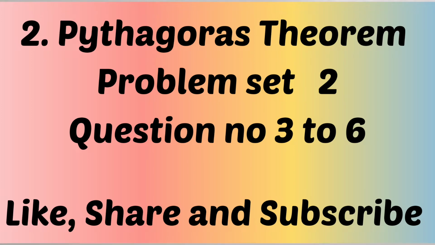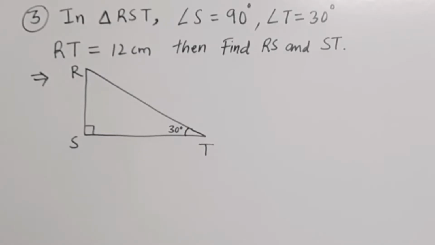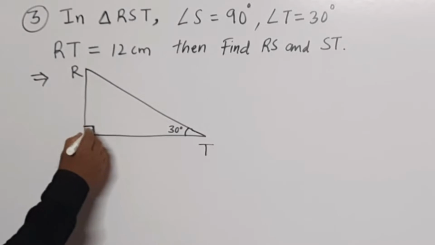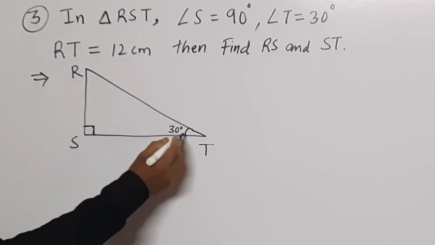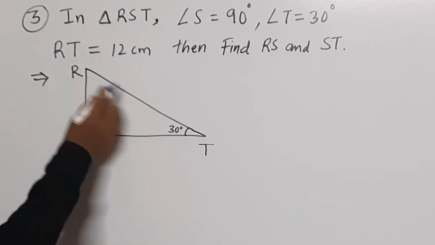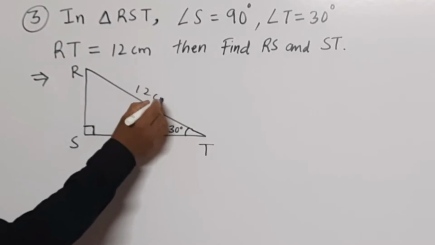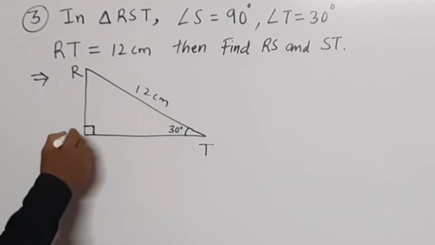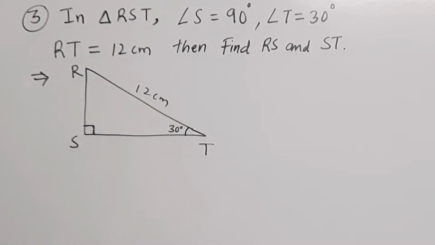Question number 3. In triangle RST, angle S is equal to 90 degrees, angle T is equal to 30 degrees, and length RT is given as 12 centimeters. We have to find RS and ST.